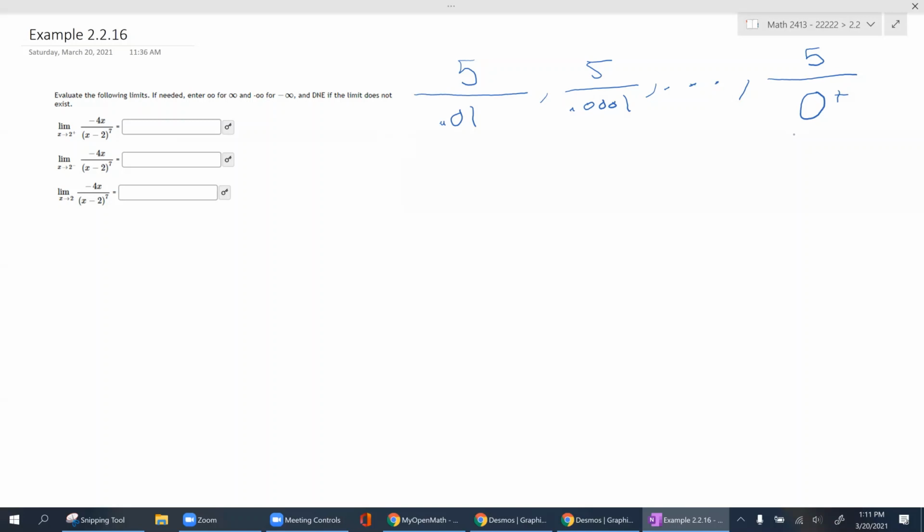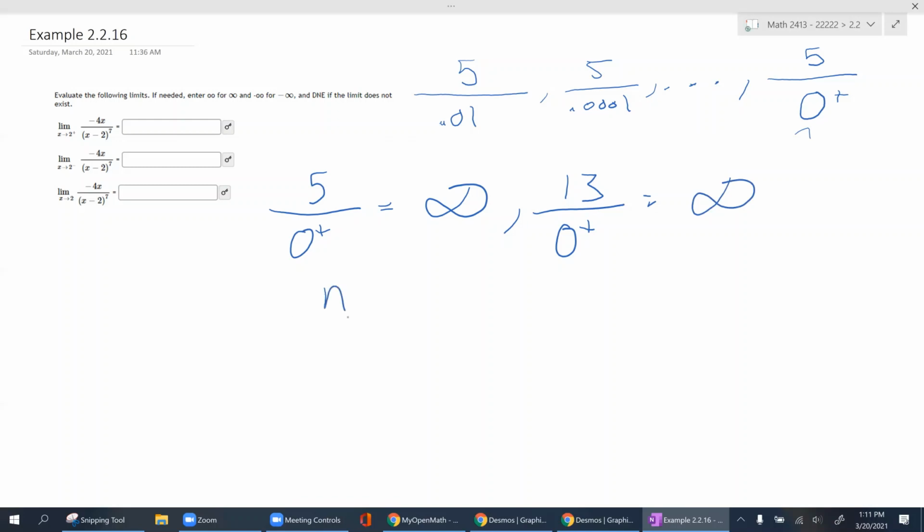And you might be saying, why did you write 0? That's just me representing a very, very small number. So if you're dividing any number by a positively small number, this leads to infinity. I need us to remember that. Another example would be 13 divided by a very, very tiny positive number. This is infinity. So if you have a number divided by something very, very small, this is going to be infinity. And we're going to be using this idea going forward in class.